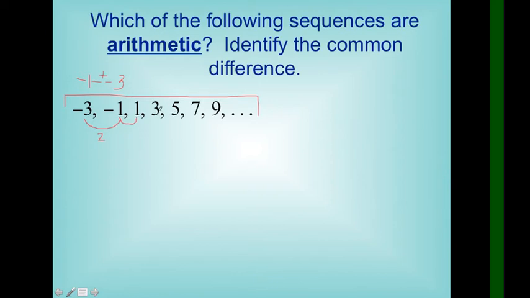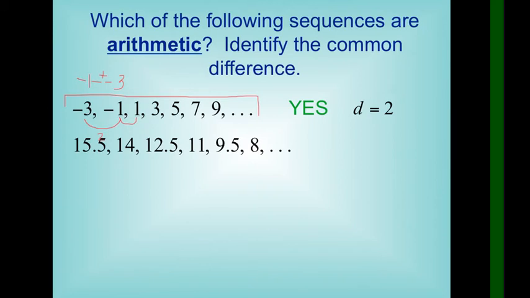Tama? 3 minus 1 is 2. 5 minus 3 is 2. 7 minus 5 is 2. And 9 minus 7 is 2. So, obviously, ang kanilang difference ay 2. And yes, yung pattern natin ay arithmetic.